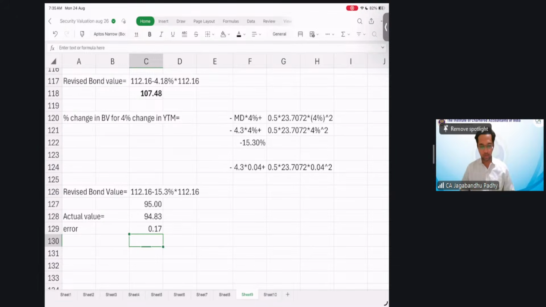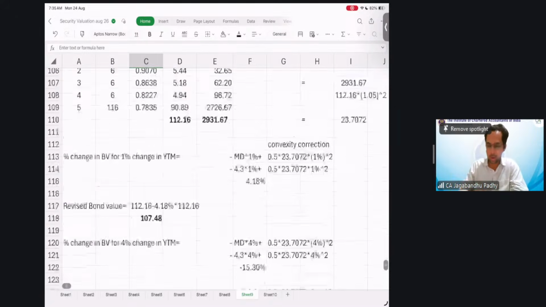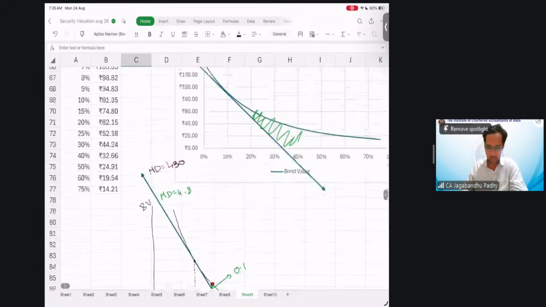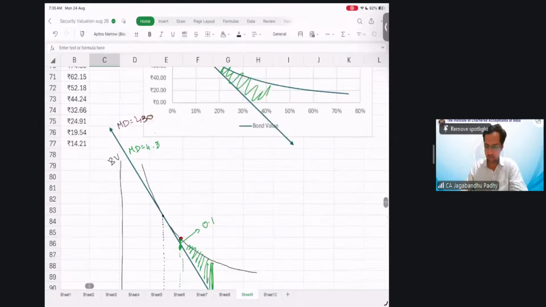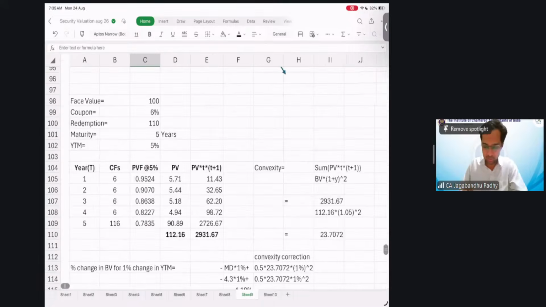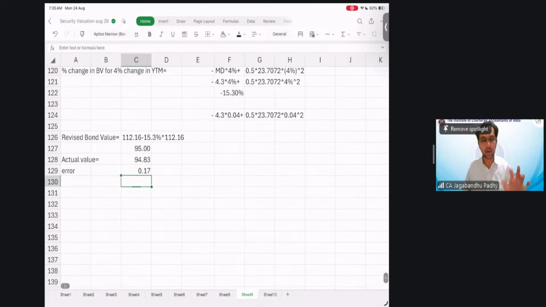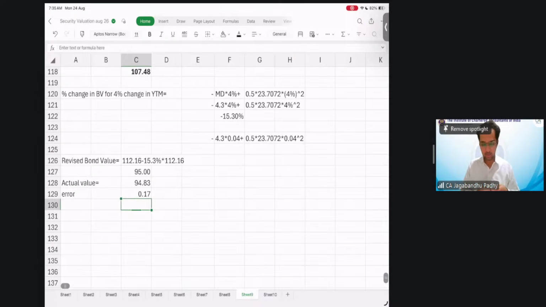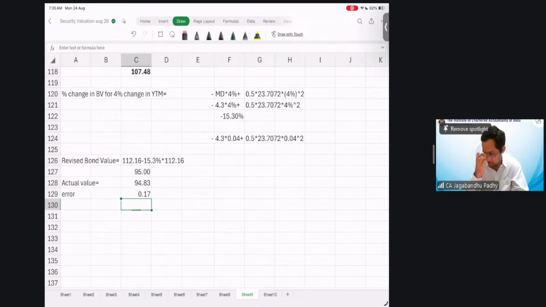Okay, so remember, even after using convexity, are we getting a perfect answer? No. And that's the reason I said in our discussion that this is an improved estimate. This is not an accurate value. We're still going to have some sort of error. So I'm just going to teach you some amount of physics now, just to give an idea why we are having error. In physics, there is an expression called the Taylor series.